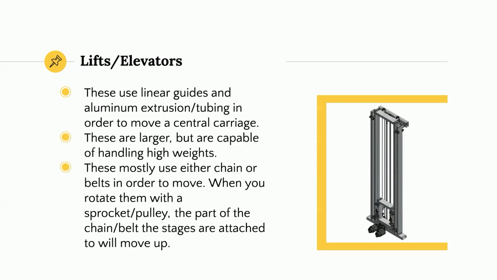Lifts or elevators use linear guides and aluminum extrusion/tubing in order to move a central carriage. These are larger, but are capable of handling high weights. These mostly use either chain or belts in order to move. When you rotate them with a sprocket/pulley, the part of the chain or belt that the stages are attached to will move up. Essentially, the distance between the initial rotating point and the point in which the chain is connected to the stage gets shorter as you rotate it. Therefore, it would have to move up.